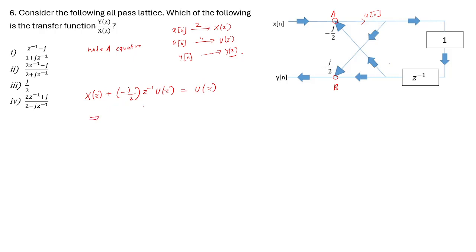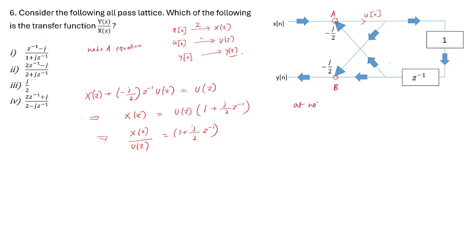This gives us X(z) is equal to U(z) times (1 plus z over 2 z inverse), therefore we obtain X(z) by U(z) at 1 plus z over 2 z inverse.